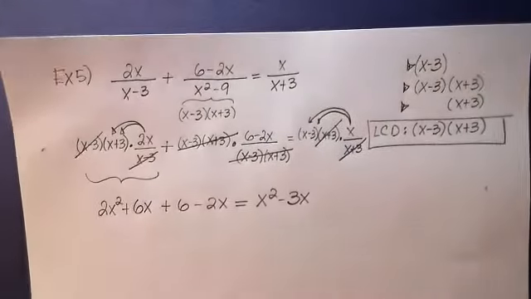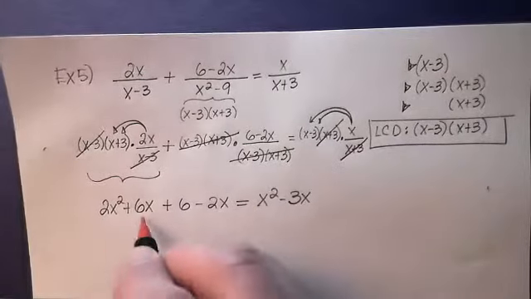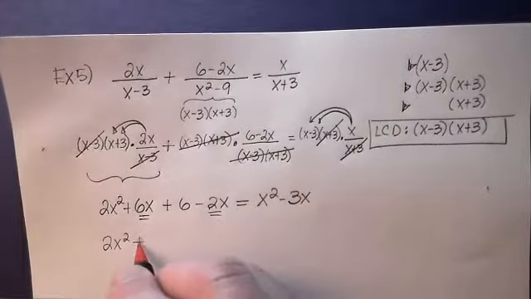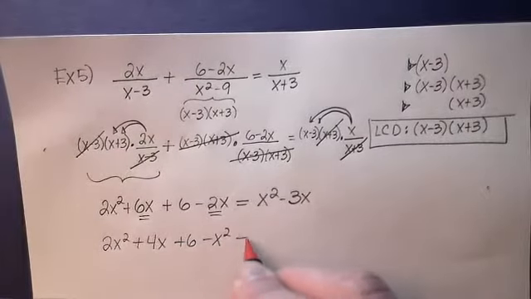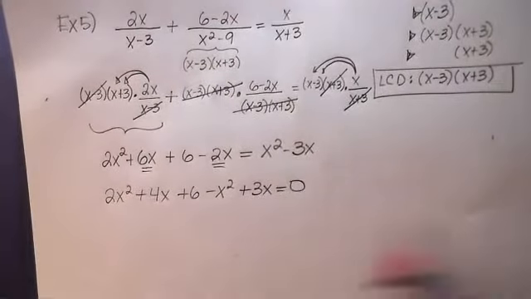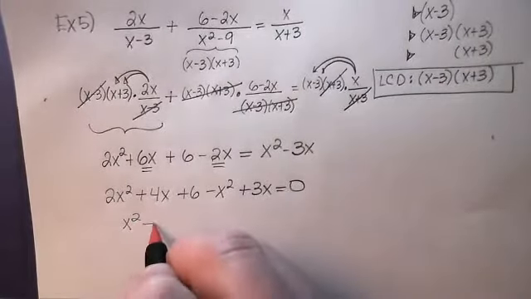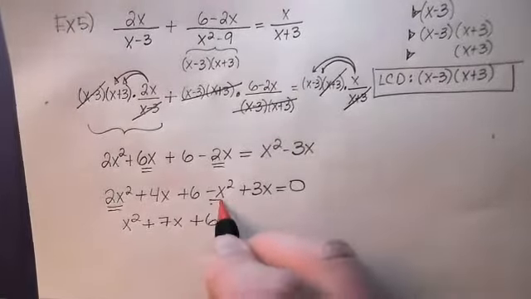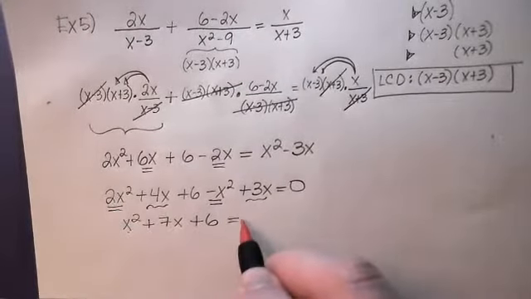Alright. Now we need to move everything to one side, so I get one side to be 0. So this would be 2x squared, 6 minus 2 is 4x, plus 6. Then we move this guy over there, and this guy becomes a positive 3x. Now let's combine like terms. So this would be x squared plus 7x plus 6. As I combine, I got x squared. These two got 7x. Bring down the 6.